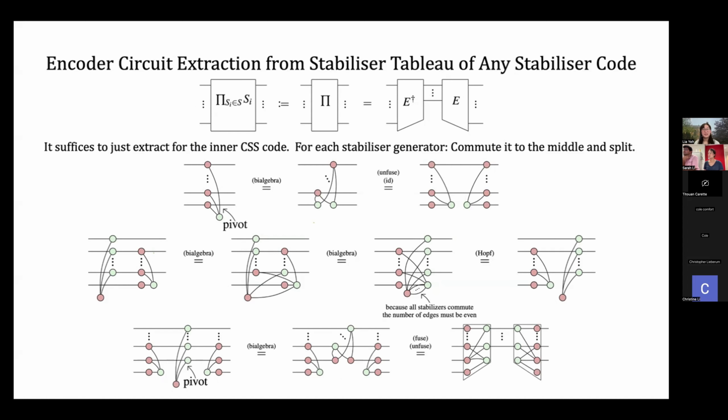Yeah, that would work. For any stabilizer, any partial trace of any stabilizer operator.